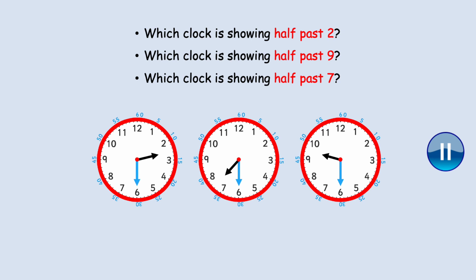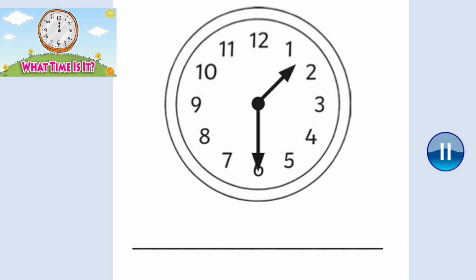And which clock is showing half past 7? Yes, you got that right. The small hand is past the 7 and the big hand is showing us at half past. It's halfway round the clock. Let's have a look now.